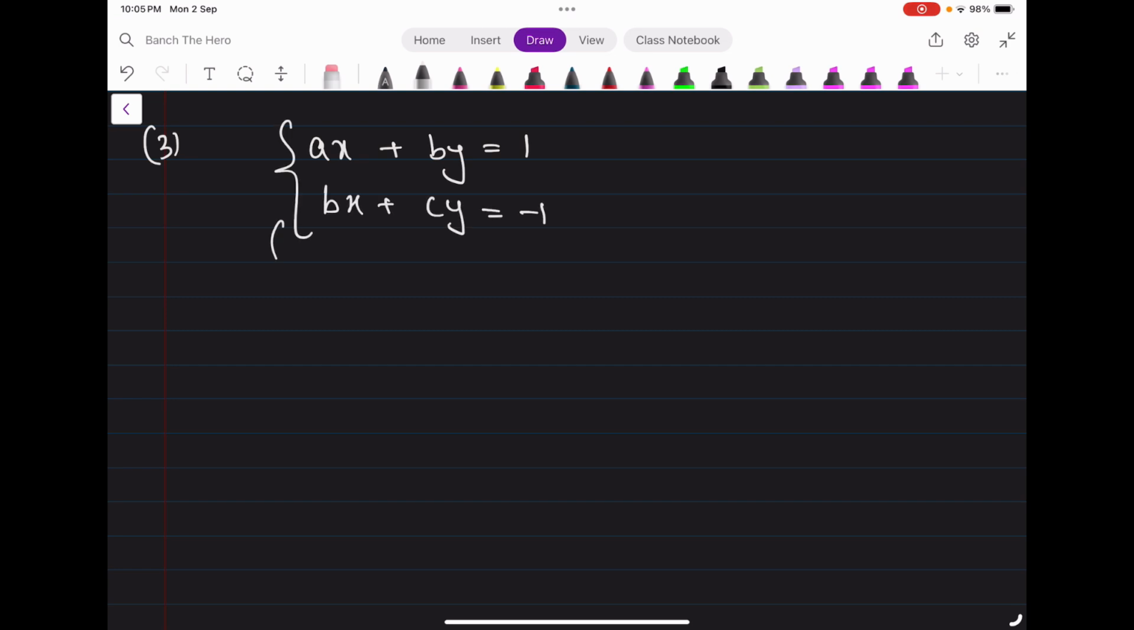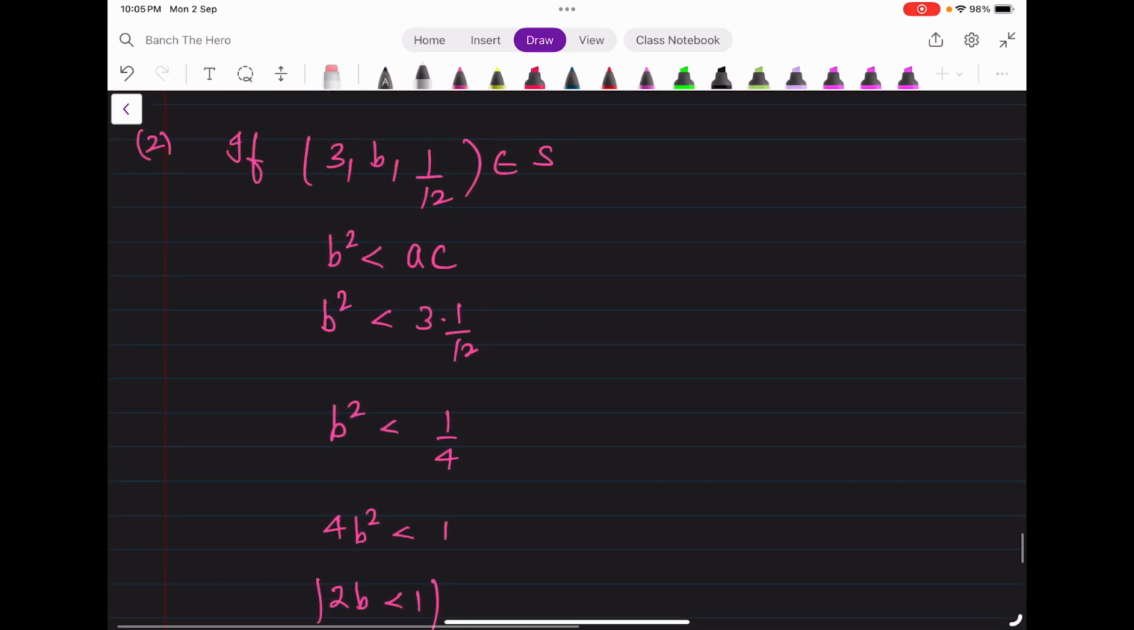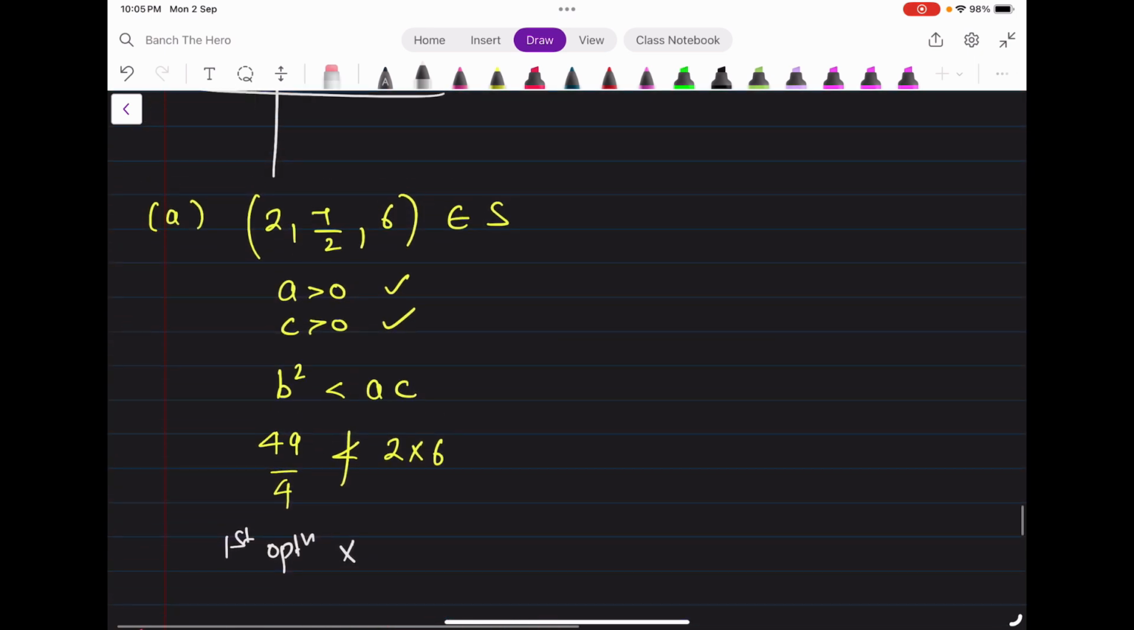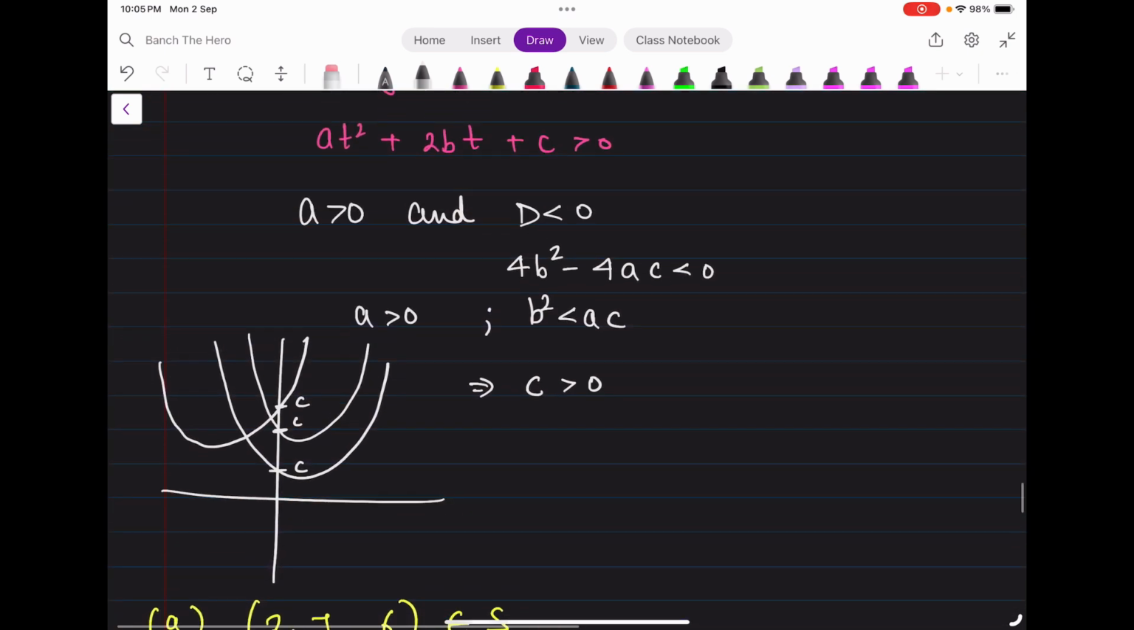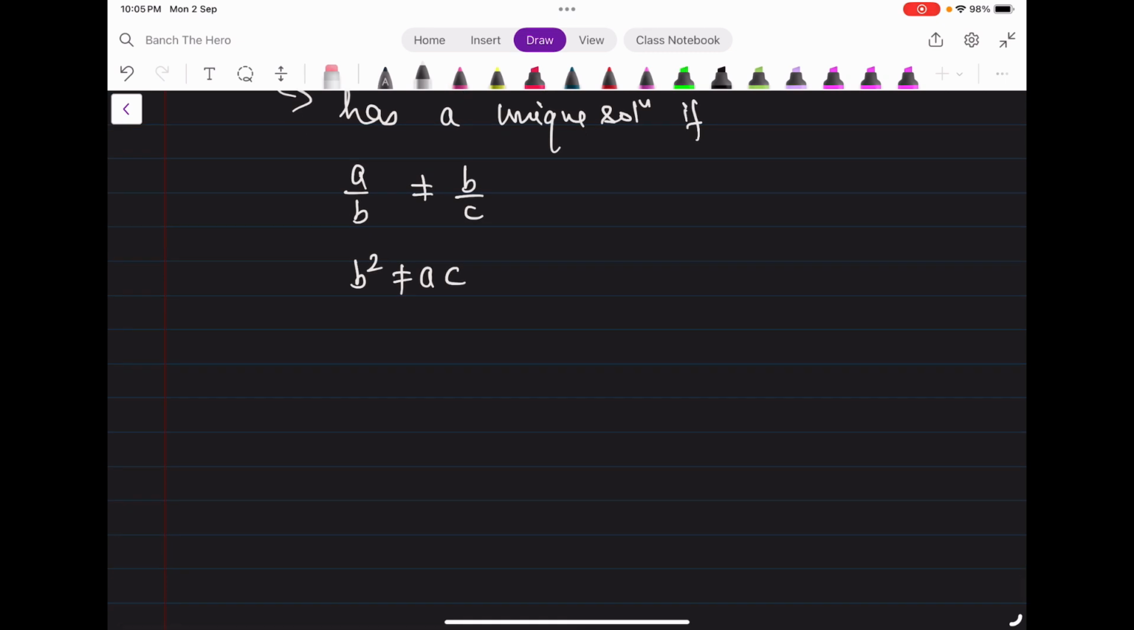Now we know this system of linear equations has a unique solution, if and only if the ratio a upon b must not be equal to b upon c. Then only is that the case of a unique solution. It means b square should not be equal to ac, right? And we have already seen that b square is not equal to ac. Because why? If b square is equal to ac, then ac less than ac, which is not true, right? So b square is any day not equal to ac, which is always true.